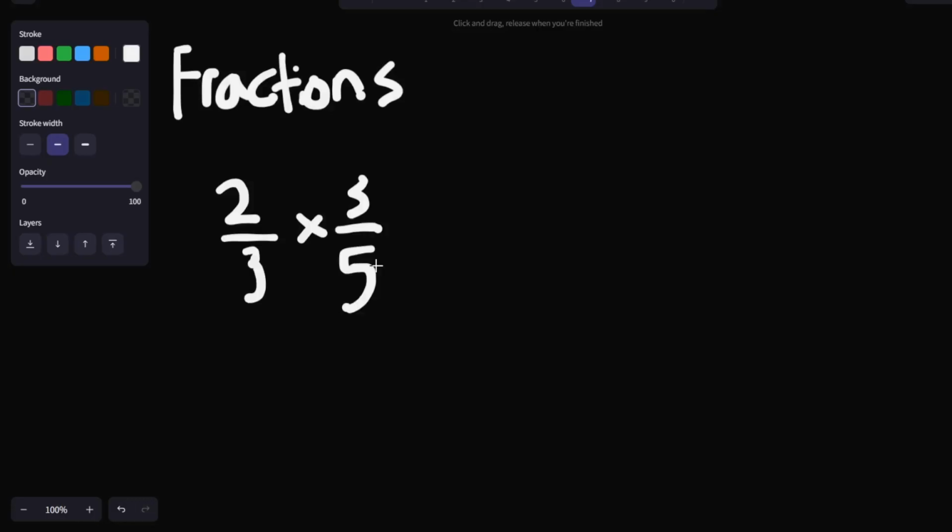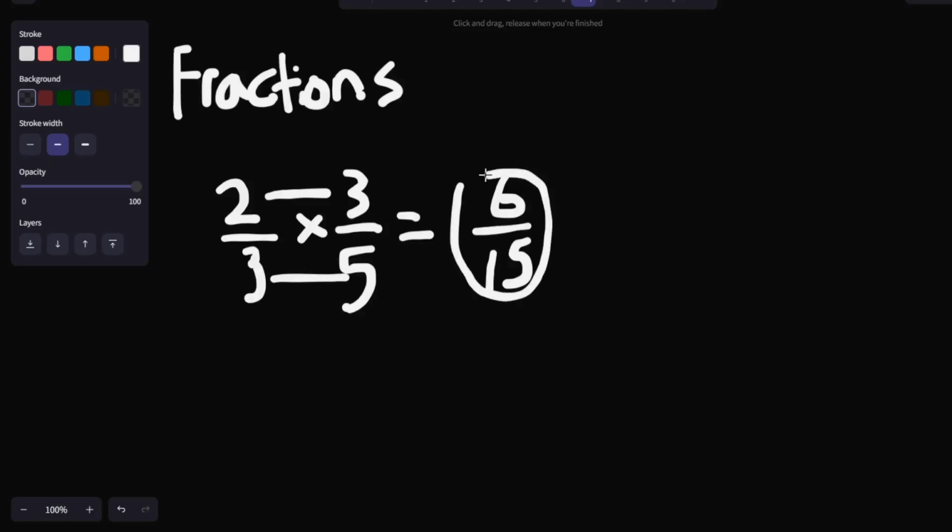So, like I said, multiply the two top numbers and the two bottom numbers. 2 times 3 is 6, and 3 times 5 is 15. So this would be our answer. But we can also reduce this fraction as well. So by reducing it, we can divide both sides. You can divide the top and the bottom by 3, which will give you 2 over 5. So this would be our final answer.